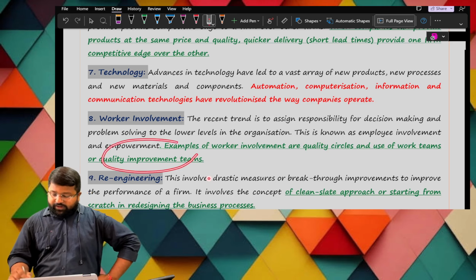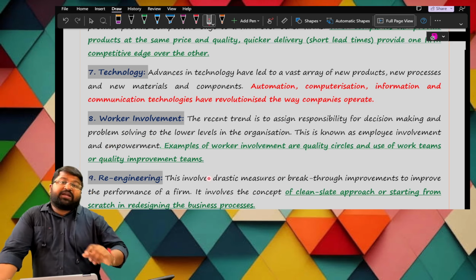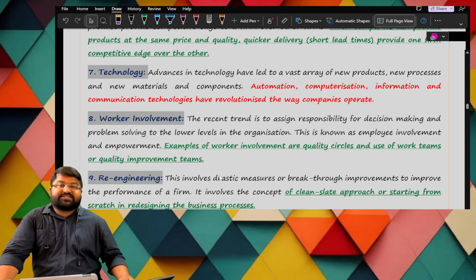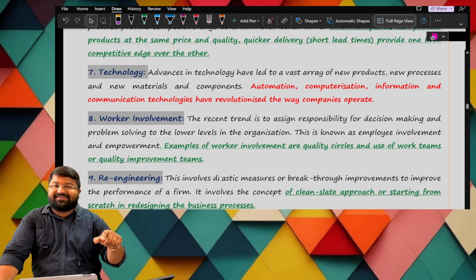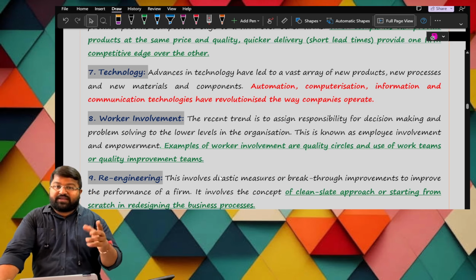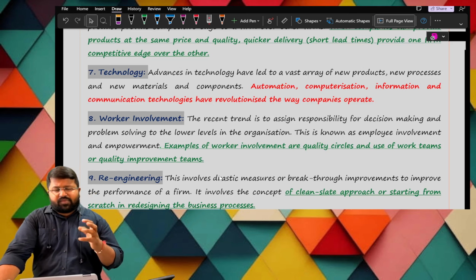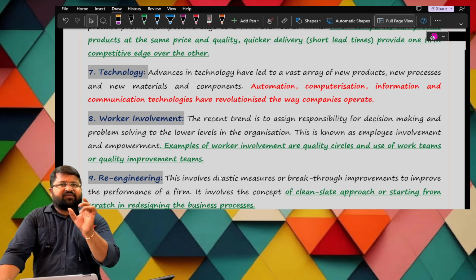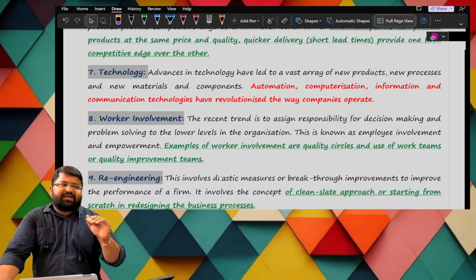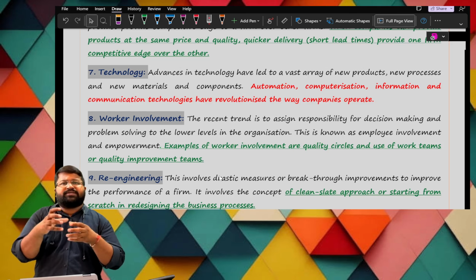Next, quality improvement teams. Quality improvement teams are formed mainly with lower level staff, so the worker is involved. There are many examples, ma. For example, there is an issue while manufacturing soaps. After manufacturing the soaps, an empty box is coming, ma.